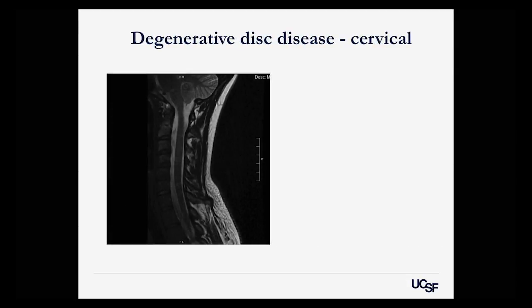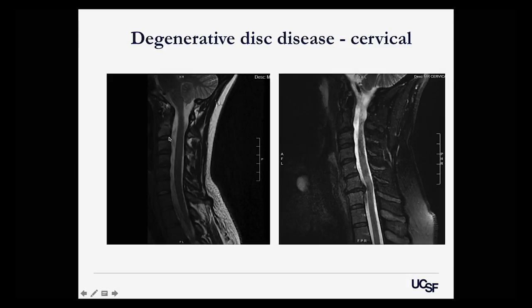This also applies to the cervical spine of the neck. Similar sagittal MRI, so it's looking at a patient from the side. All the discs are nice and bright, well hydrated. And here, in the disease state, at this single level, there's a degenerated disc that's actually bulging backwards towards the spinal cord and putting pressure on the spinal cord.